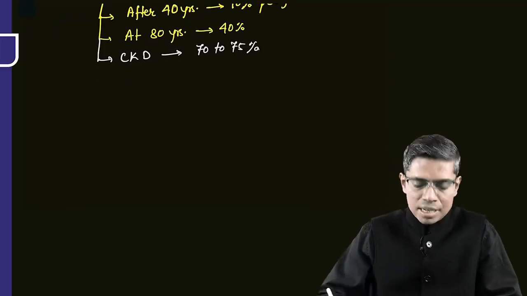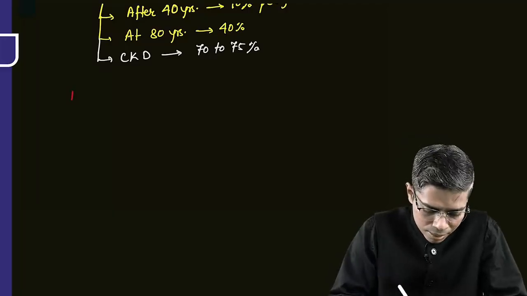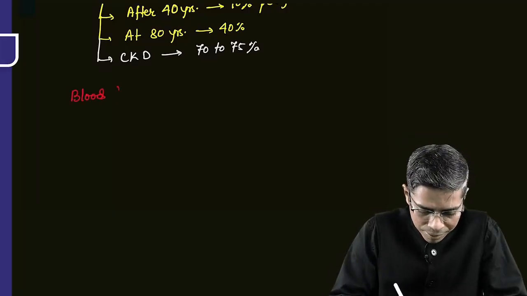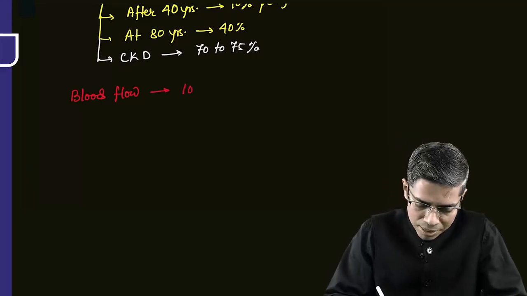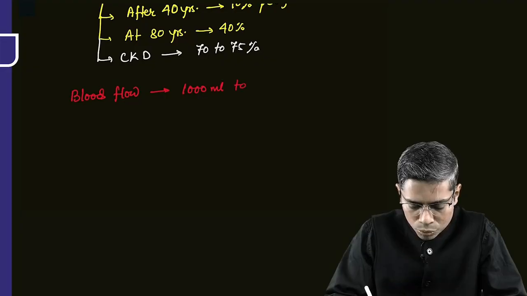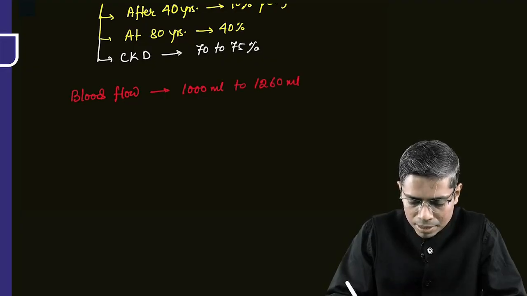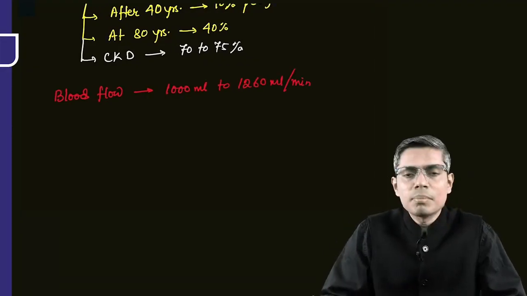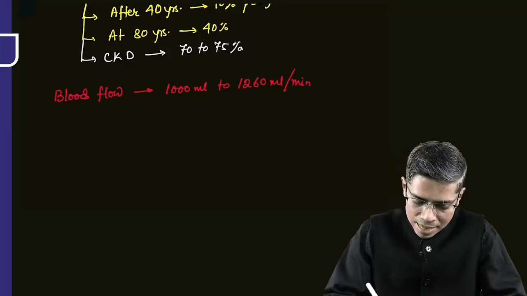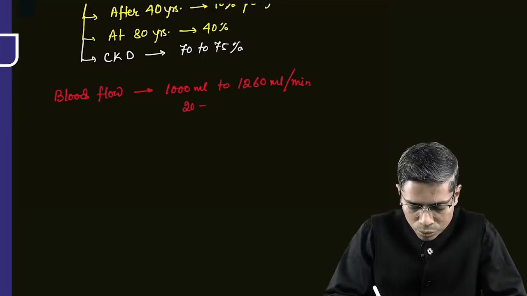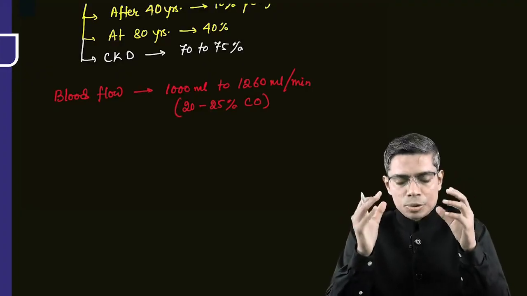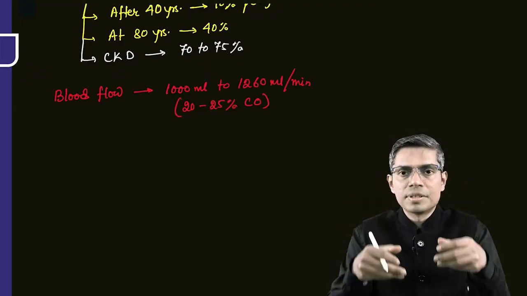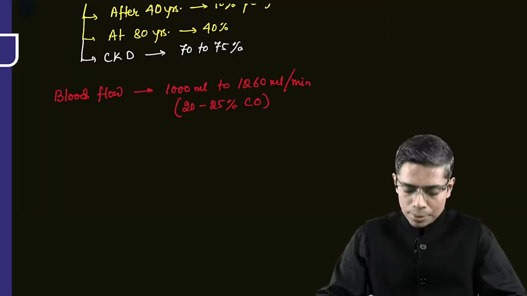Now the next information that you have to remember is the total blood flow in both the kidneys. This has been asked in MCQ. Your answer will be 1000 ml to 1260 ml per minute. This is the total amount of blood flow in both the kidneys, and this amount is 20 to 25% of your total cardiac output. This has been asked in MCQ: if your cardiac output is 5 liters, 20 to 25% of the cardiac output will be diverted through the kidney. This is the total amount of blood flow in the kidney.